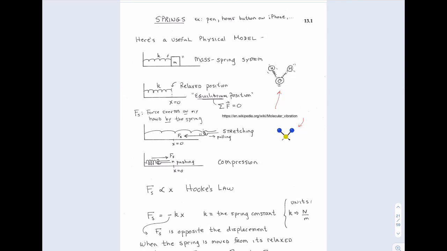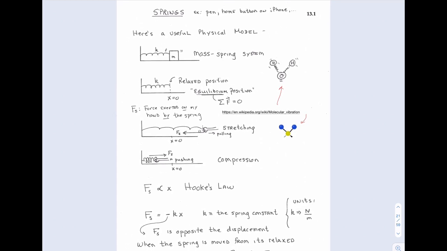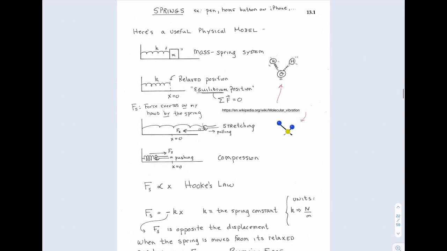We used a spring in the projectile lab, but we didn't study springs. So we spend a lot of time looking at springs, mass on springs, because it's a really useful physical model. You can model atomic vibrations with a mass on a spring. If you click on that link, it takes you to a page that shows a molecule that can vibrate, analogous to a mass on a spring.